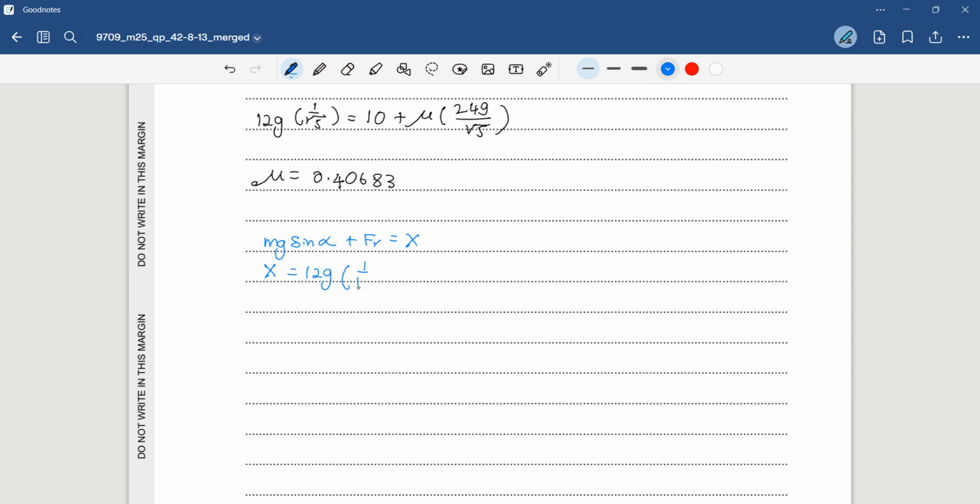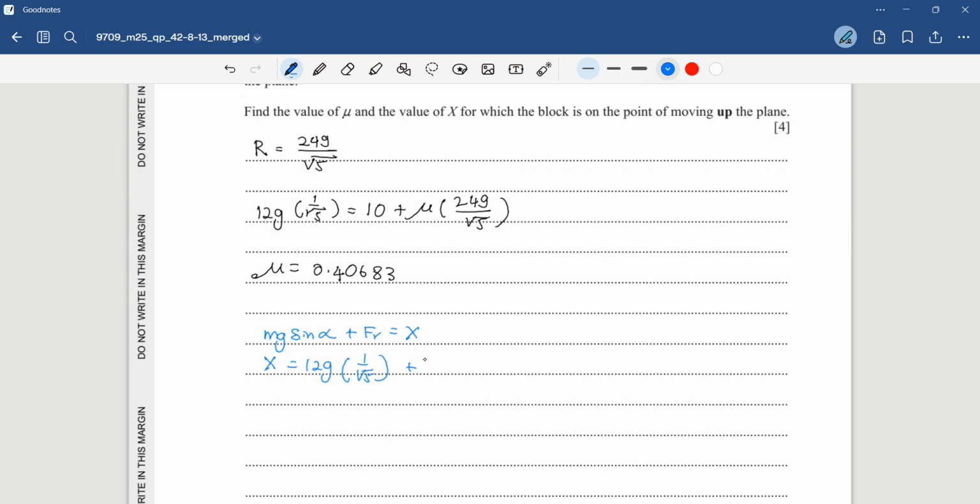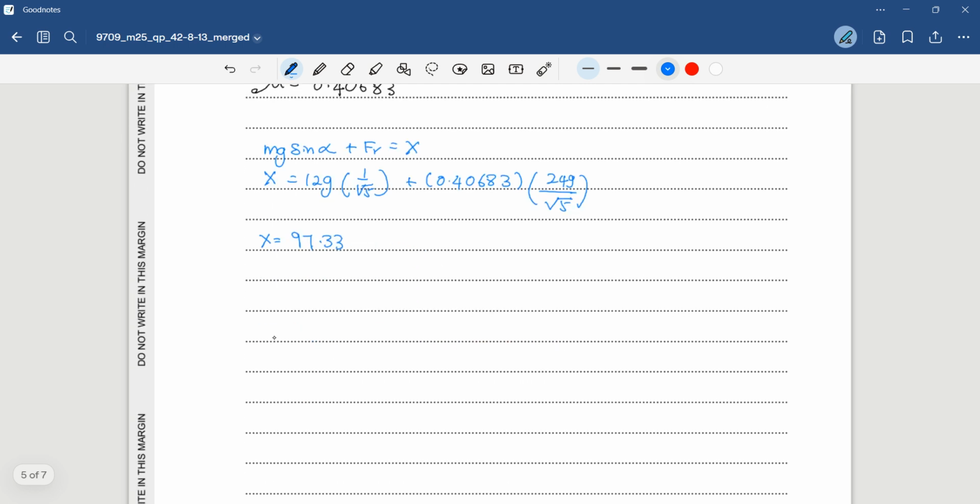Therefore, my x equals 12g sine alpha plus mu, and you can just take the whole number if you want, 0.40683 multiplied by R, 24g over root 5. So I got x equivalent to 97.33. You can give the final answer: mu equal to 0.407 and x equal to 97.3.